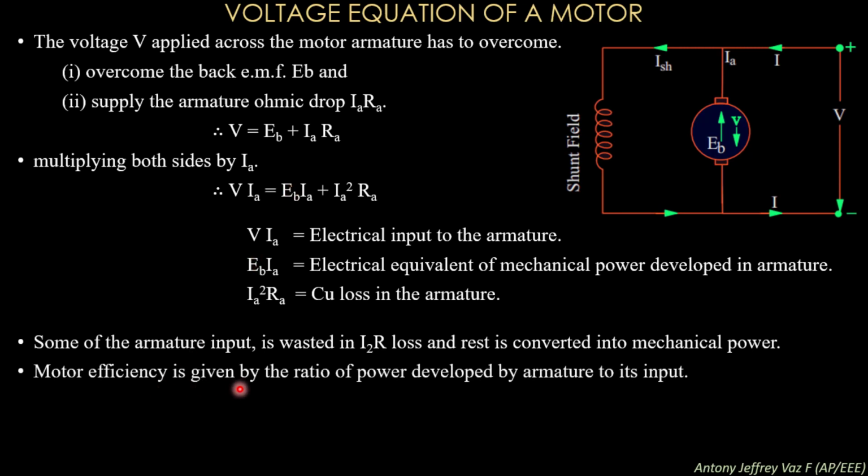Motor efficiency is given by the ratio of power developed by the armature to its input. So the efficiency is always output by input. Here the output is the mechanical power developed, whereas the input is the voltage. So the mechanical power output is EbIa, which will be equivalent to the power input, which is VIa. We can cancel the two terms Ia and you get Eb divided by V.